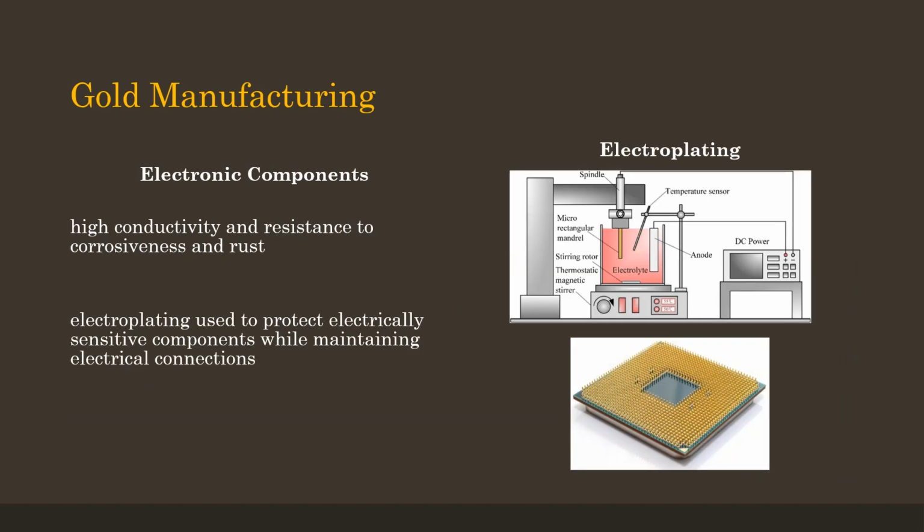For electronic components, gold is used for its high conductivity, but also for its high resistance to corrosiveness and rust. One utilized method was to electroplate certain electrically sensitive components, such as the end of connectors or the pin beds of computer CPUs. For cables such as HDMI and display ports, only the end connectors are electroplated, as they are the components that are the most exposed to outside elements.